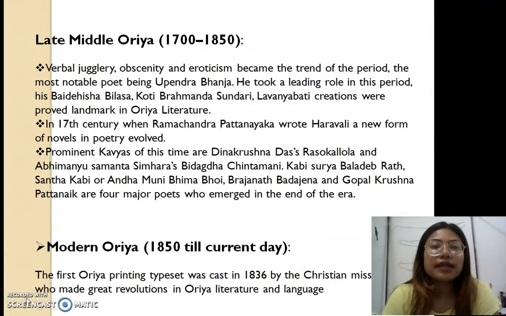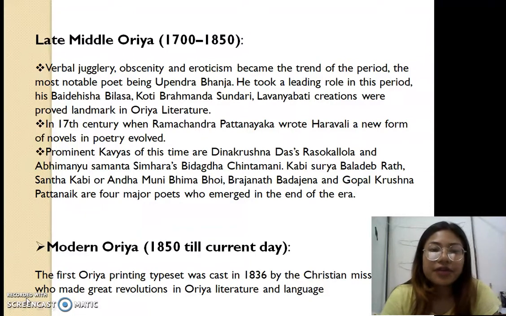It is followed by the Late Middle Oriya, which continued from 1700 to 1850. Verbal jugglery, obscenity, and eroticism became the trend of the period, the most notable poet being Upendra Bhanja. He took a leading role in this period. His Vedehisha Vilasa, Koti Brahmanda Sundari, and Lavanyavati proved to be landmarks in Oriya literature.